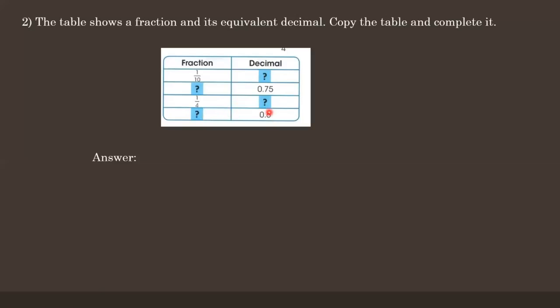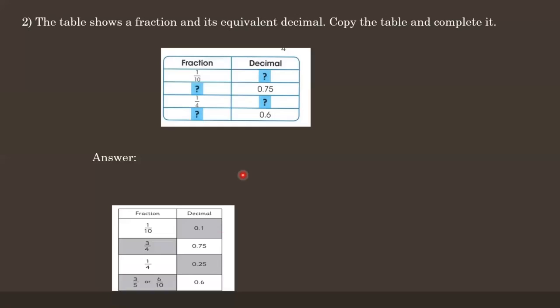And the next one is 0.6. Here I told you 1 by 10 is 0.1. That is, any number divided by 10 gives you the answer as point that number. So 1 by 10 is 0.1, 2 by 10 is 0.2. If so, 0.6 means 6 by 10. So how will you fill the answer?